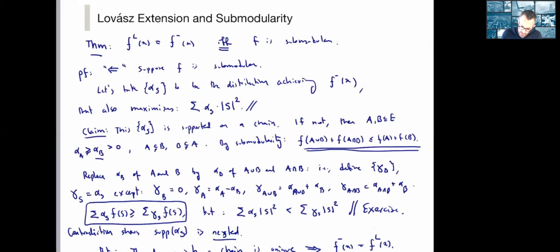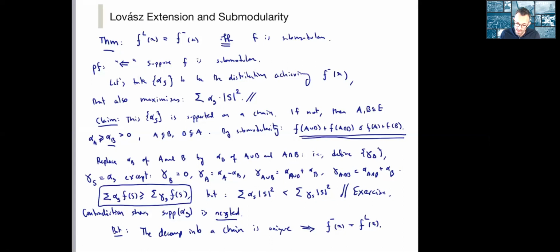Now let's give the remainder, the last direction. So the converse is what we need to prove, the direction that if the Lovász extension is equal to the convex extension, then f has to be submodular. And that's equivalent to showing that if f is not submodular, then fl must be different from f minus. So this direction here, we're going to prove the contrapositive. So suppose f is not submodular.